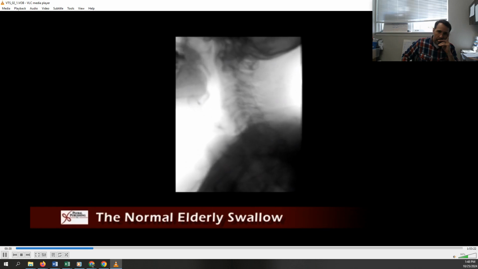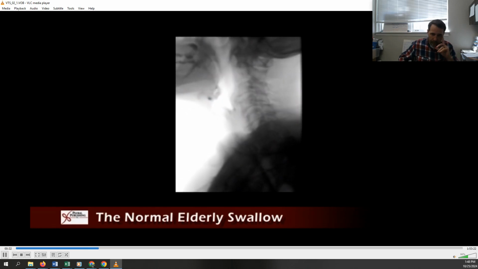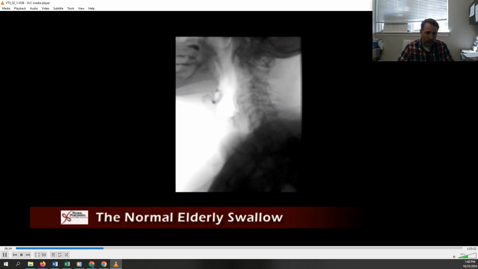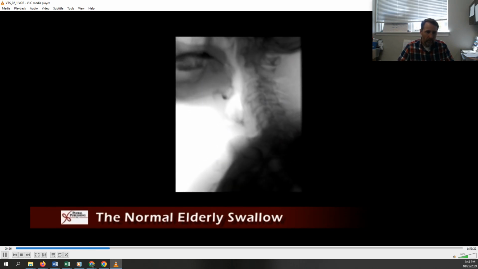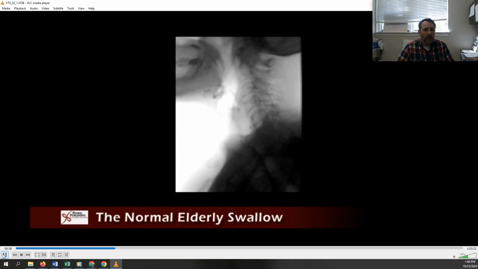likely to be impaired. This always needs to be borne in mind when considering which consistencies to trial during the investigation. When the patient trialed thin, you can see that thin liquids are moving quickly through the pharynx. There are no signs of aspiration or penetration. There's a little bit of pharyngeal stasis, but that's within the realm of normal.